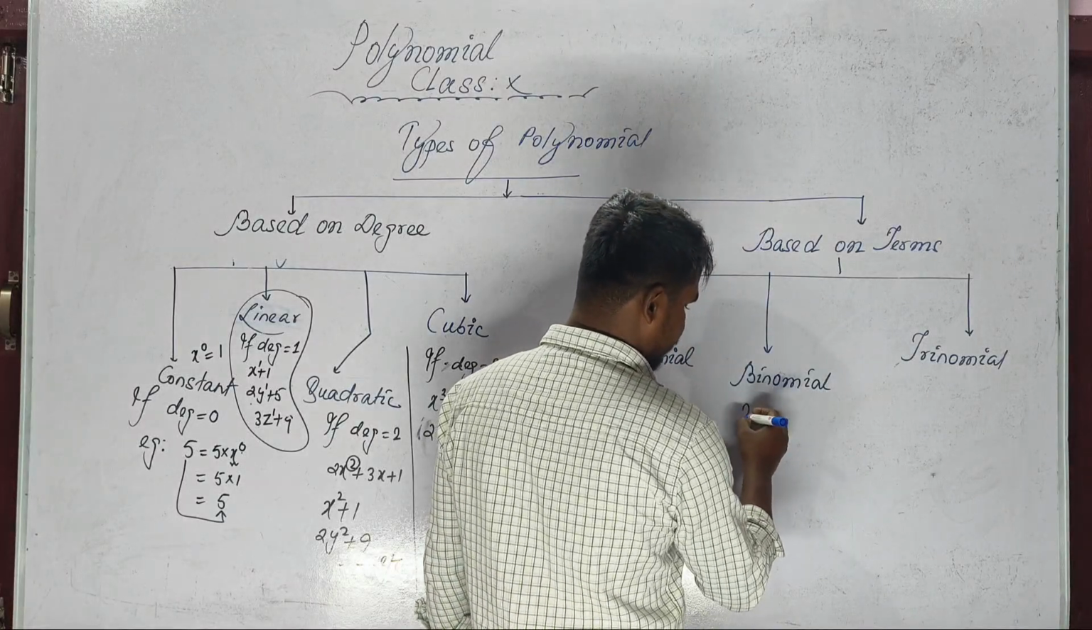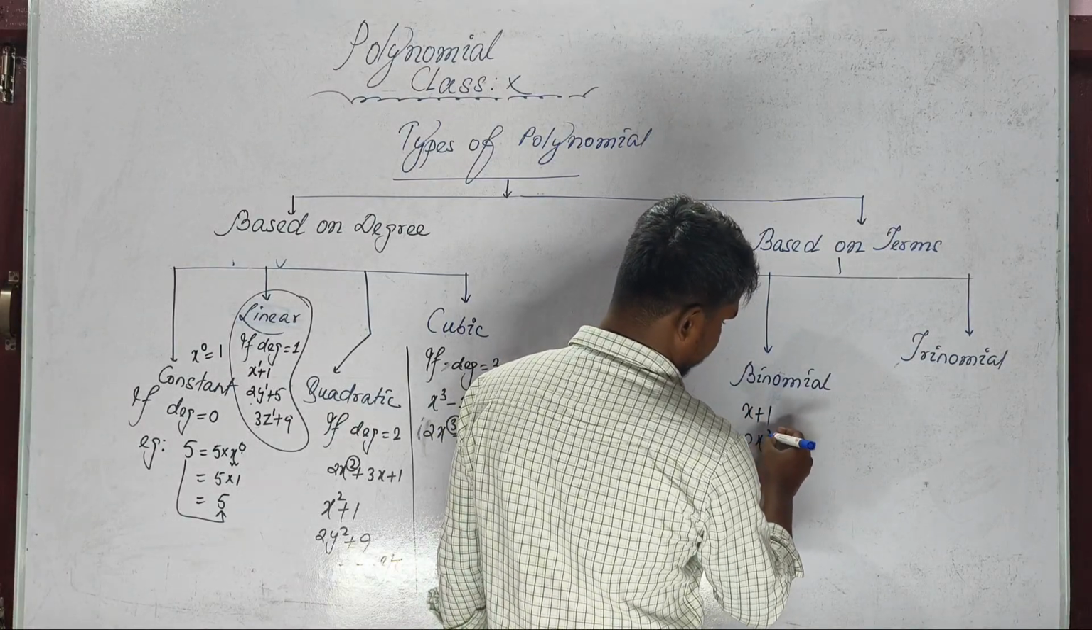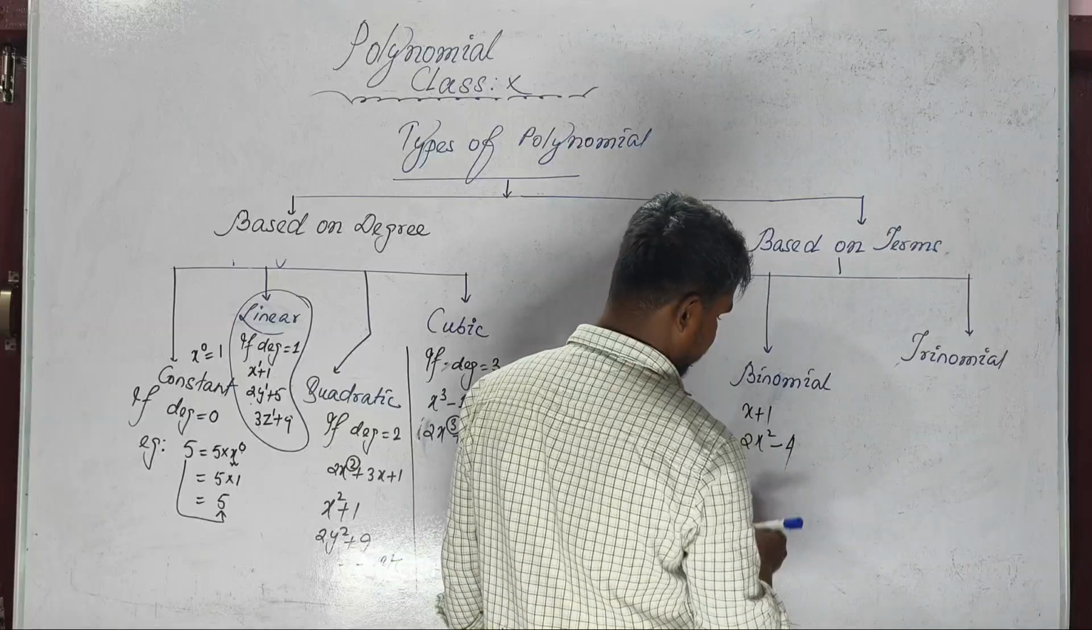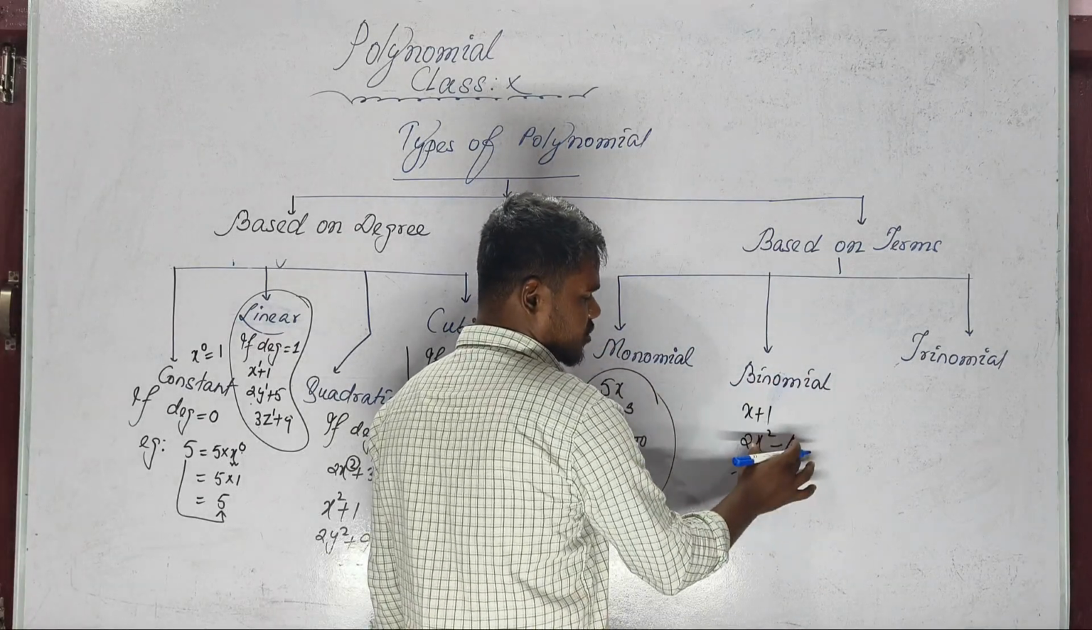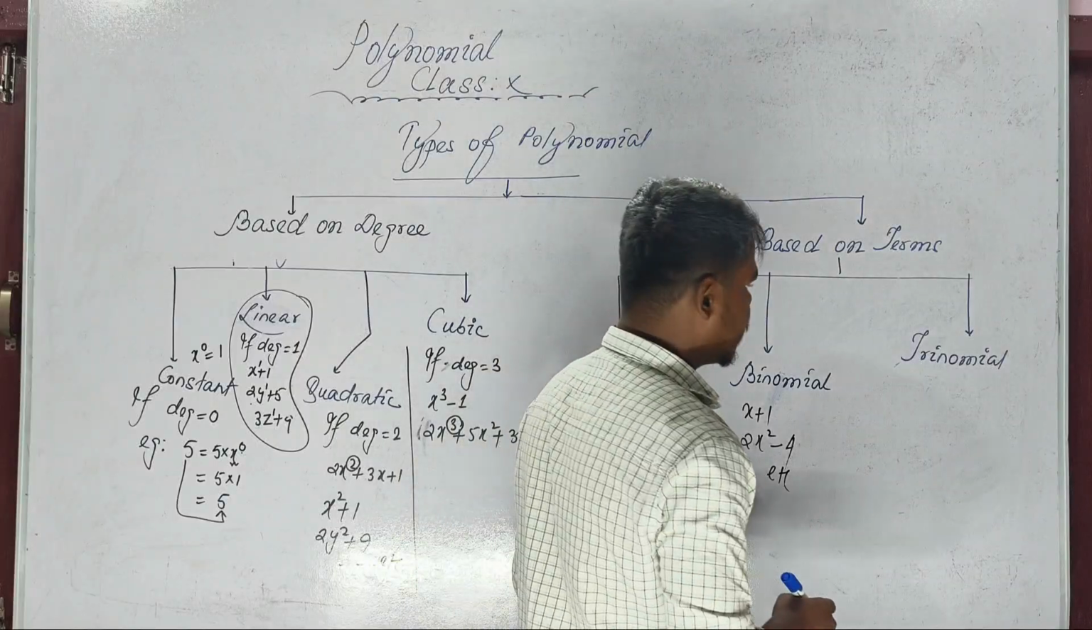Binomial means only two terms, it means x plus 1, 2x square minus 4, etc. Here are two terms, that's why it's called binomial.